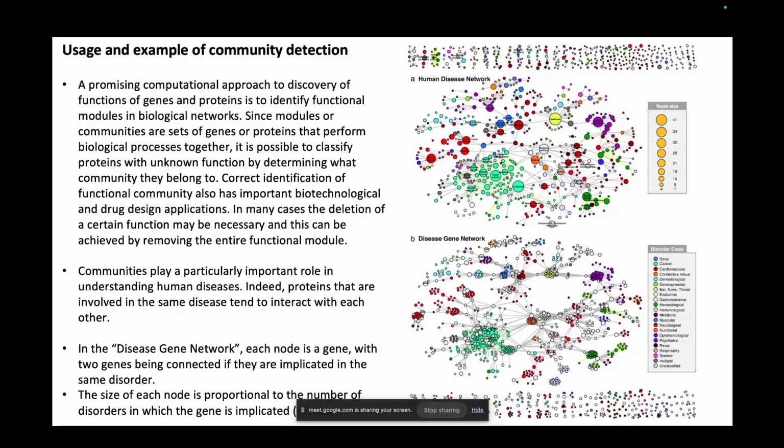In many cases, the deletion of a certain function may be necessary, and this can be achieved by removing the entire functional module. So in general, as I was saying, biological networks are very robust. If you perturb a single gene, it is highly unlikely that you will be able to remove that particular phenotype that you want to remove. So instead of targeting a single gene, you target a whole community, a set of genes, a set of nodes. And if you target that whole community, it is highly likely that you can have your desired result. Targeting single genes or single proteins is not the way to go.